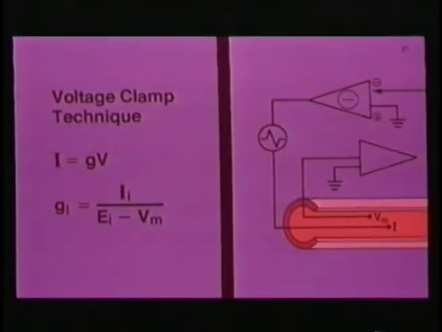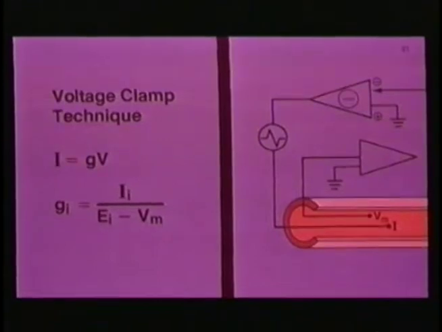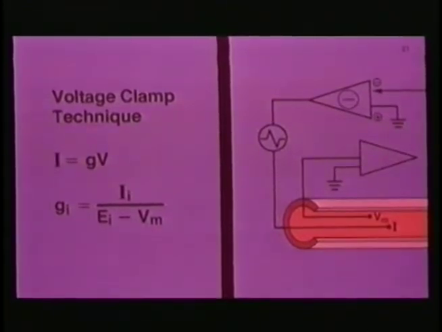During the action potential, voltage and current change simultaneously. In order to calculate conductance, one of these two parameters must be held constant. The voltage clamp technique is a means by which the voltage across the membrane of a cell can be controlled. Using the relationship presented in the previous slide, G sub I equal to I sub I divided by E sub I minus V sub M, we can calculate the way in which ionic conductance depends upon membrane voltage and time.